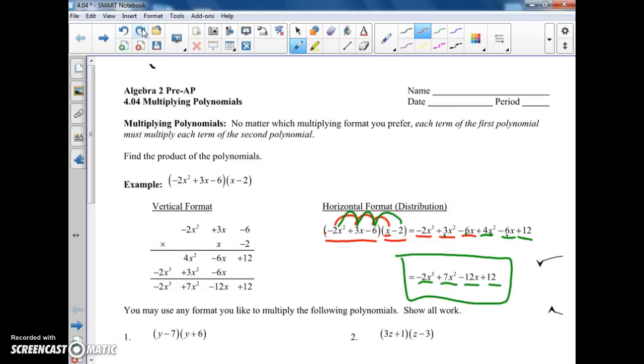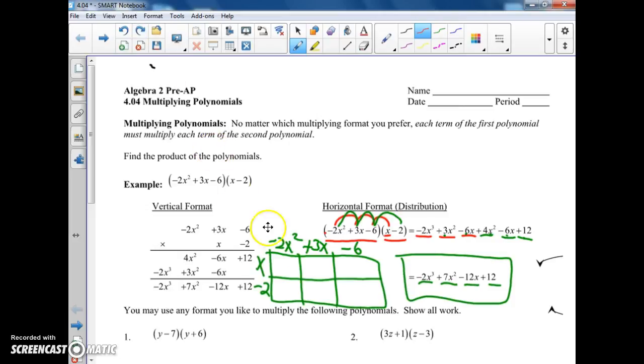Okay, there's your answer. Now there's another way you've been taught to do this, which is the box method. I'm just going to show you this real quick, guys, but it's pretty simple. You're going to draw an elongated box, or what I always call a longy. You're going to have a longy times a shorty. So here's your longy, negative 2x squared plus 3x minus 6, and here's your shorty, x minus 2.